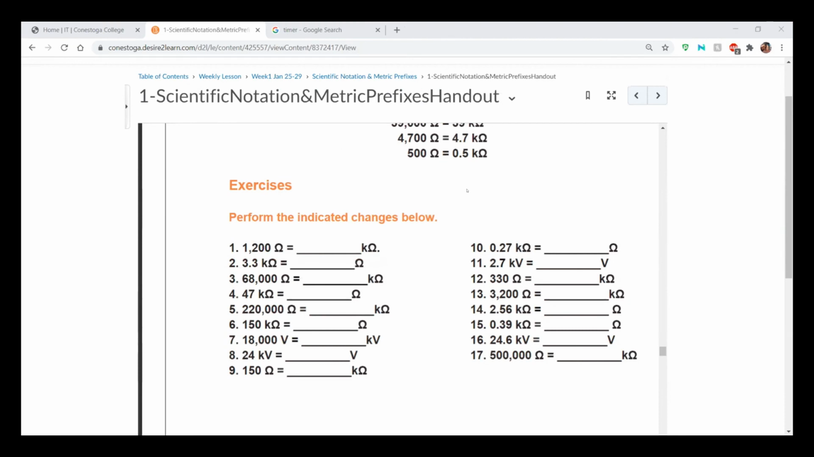Perfect. Thank you so much. Absolutely right, it's going to be 1.2 kilo ohms. Let's do another one. Problem number 4: you have 47 kilo ohms and you've got to convert it into ohms. What is the answer?